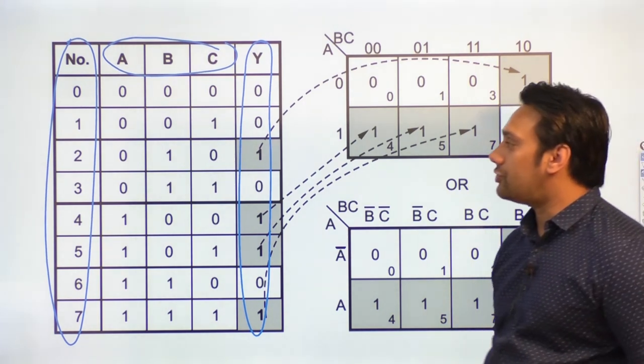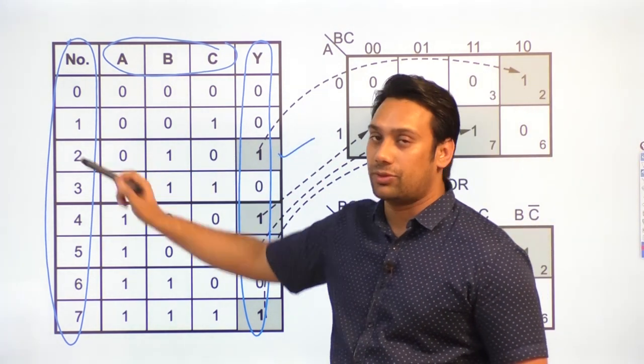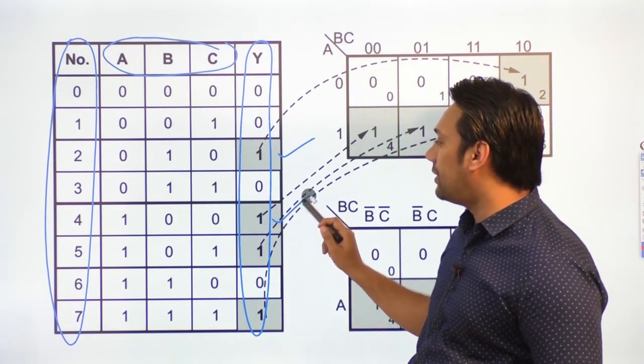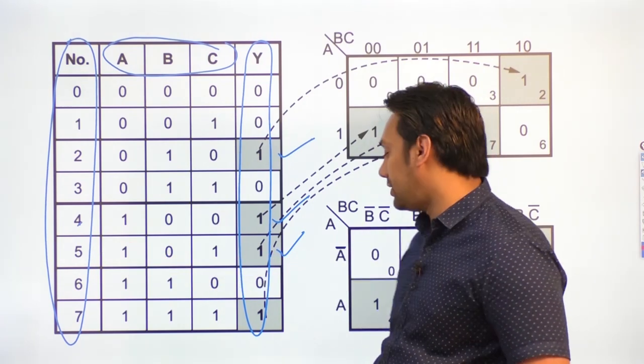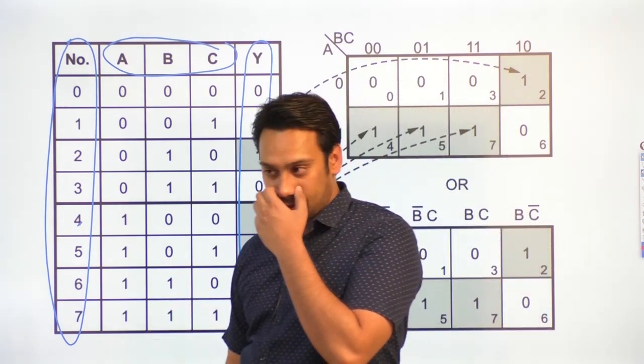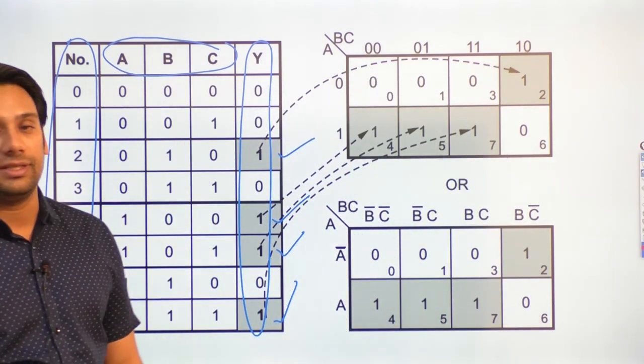So this function is assuming a value 1 here, which is at the location 2. It is assuming a value 1 here, which is at the location 4. It is having a value 1 at the location 5. It is having a value 1 at the location 7. तो इन सभी लोकेशन पर ये वैल्यू 1 ले रहा है.